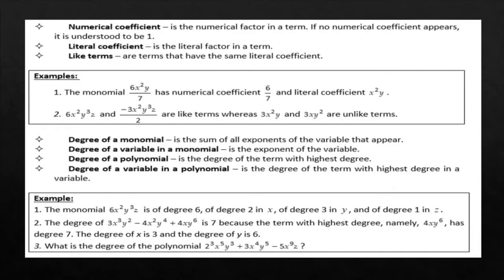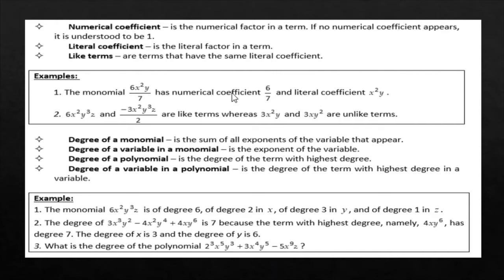To know more about polynomials, let us have the following definitions. Numerical coefficient is the numerical factor in a term. If no numerical coefficient appears, it is understood to be 1. Literal coefficient is the literal factor in a term. Like terms are terms that have the same literal coefficient. Examples. The monomial 6x squared y over 7 has numerical coefficient 6 over 7 and literal coefficient x squared y.